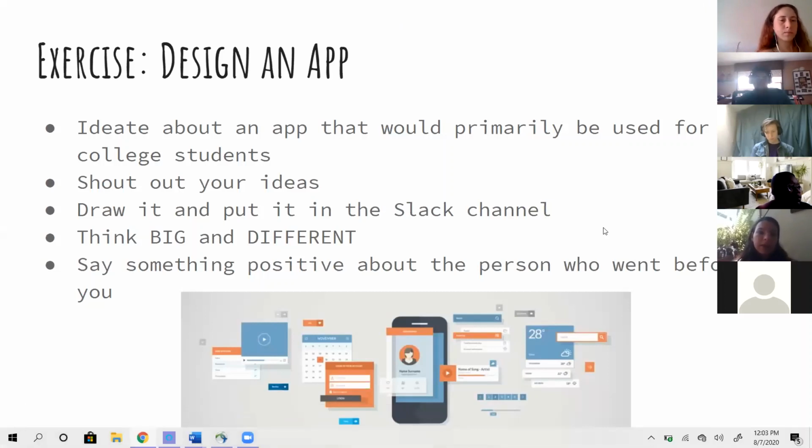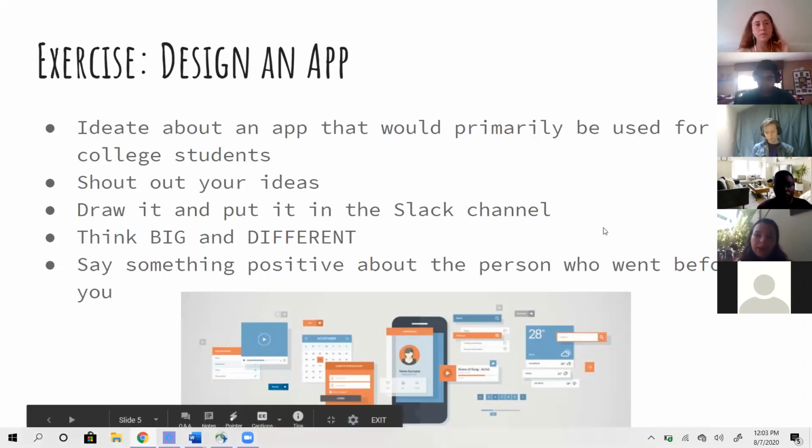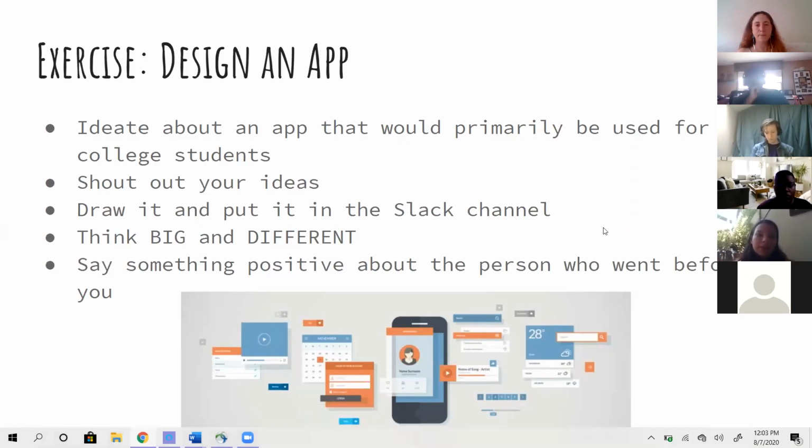So I can talk about that a little bit more too, but just for this exercise, I'm just gonna ask you guys to ideate about an app that would be primarily used for college students, and I'm not gonna give you any more narrowing down of what I want the app to be, but I just want you to shout out your ideas and build off of each other. The yes and exercise is very much like, yes, that idea is great, and I want to add this idea.